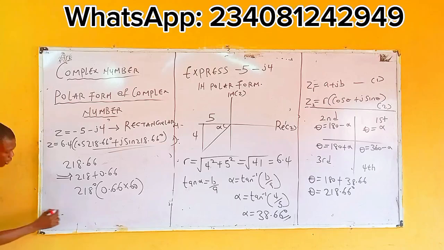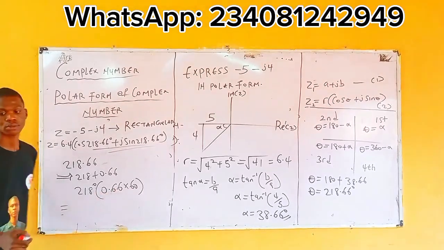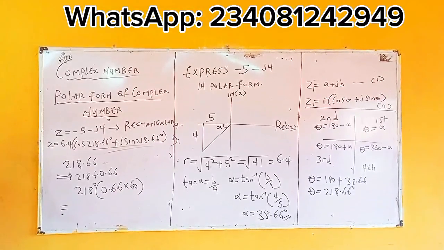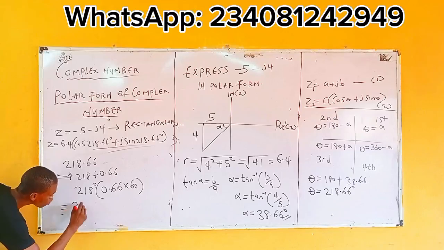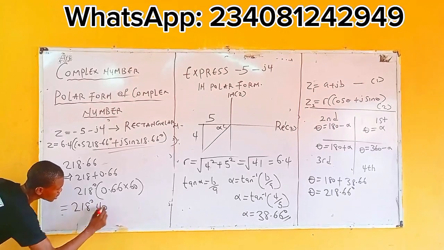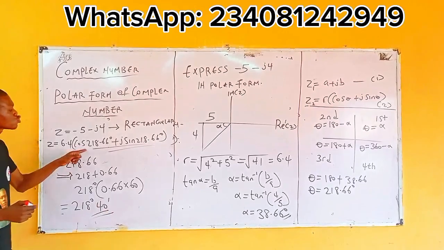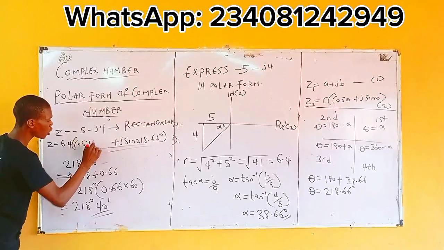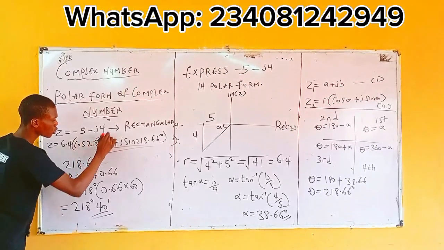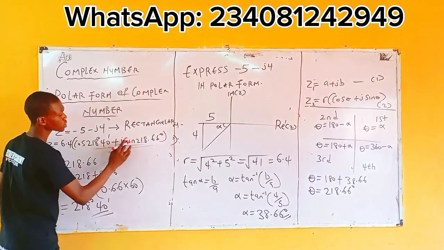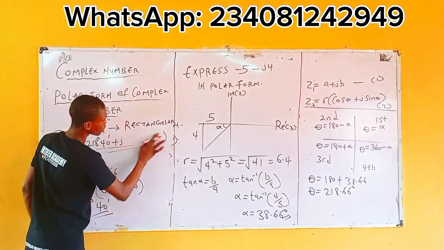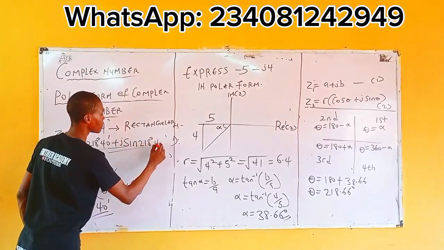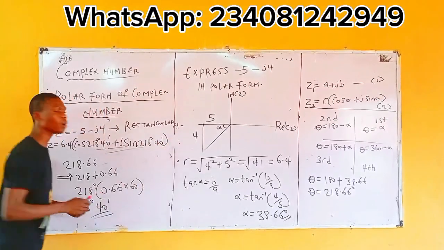Now press your calculator. What do you have? This time this is 39.6. Let's say approximately 40. You get approximately 40, meaning 218 degrees 40 minutes. So in place of 218.66 degrees, you can just put 218 degrees 40 minutes. Then here too, you put 218 degrees 40 minutes. So do you know why this is important?